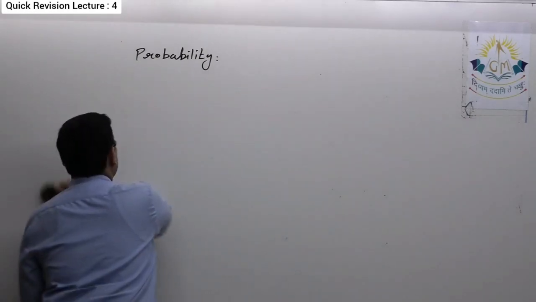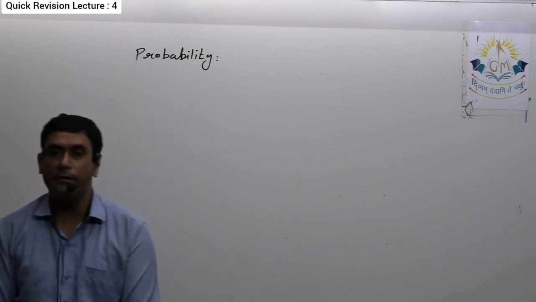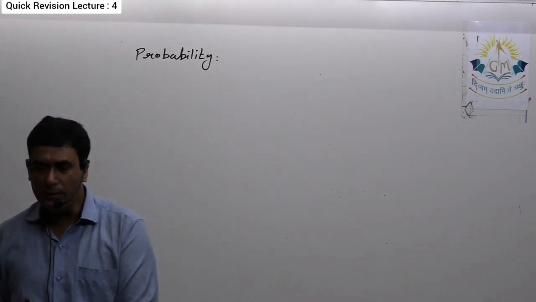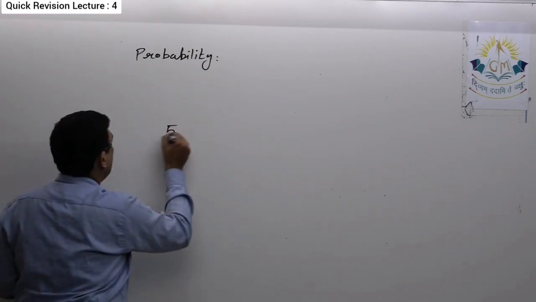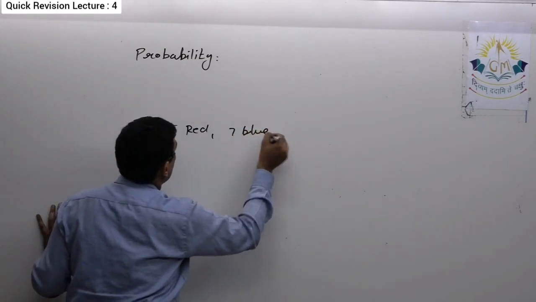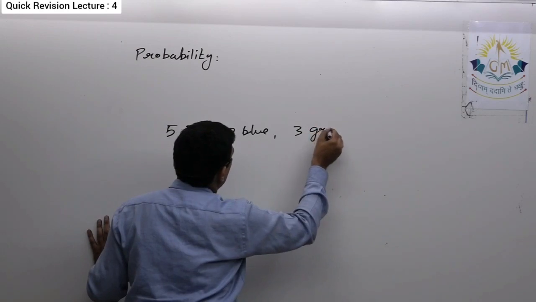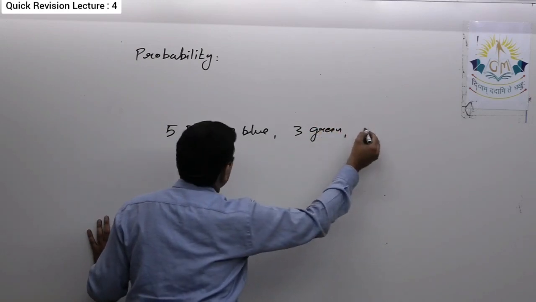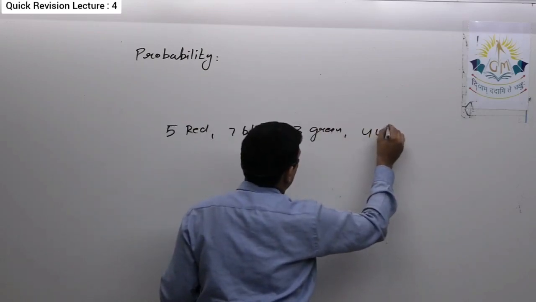Now one more question, let's discuss. Suppose a question comes like this: there is a bag and that bag contains 5 red balls, 7 blue balls, 3 green balls, and 4 white balls.